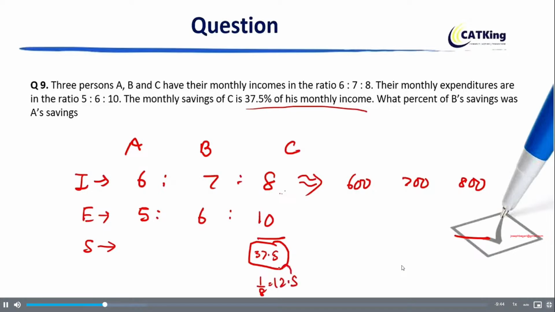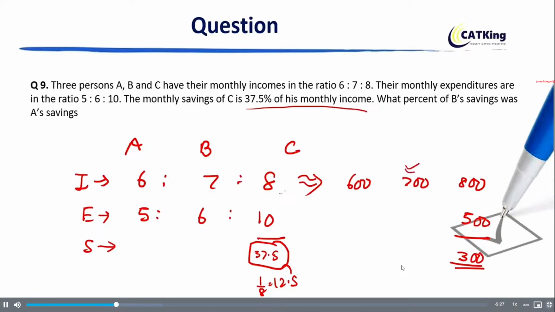So this into 3 is 37.5, right? So this is 3 by 8. Nothing else but 3 by 8. So 3 by 8 of 800 is how much? Which is 300. Now 300 is the savings, income is 800. What is expenditure? 500, obviously, correct?